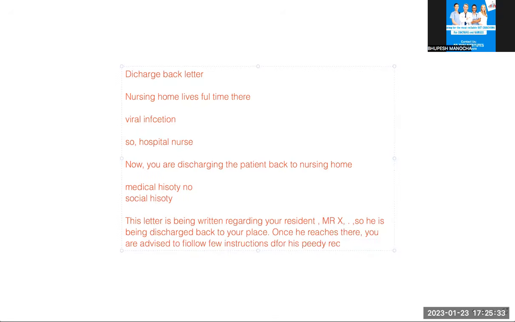Always write this line. But again, please read the situation as well. Doesn't mean that 100%, but 99% yes. So once he reaches there, you are advised to follow few instructions for his speedy recovery.